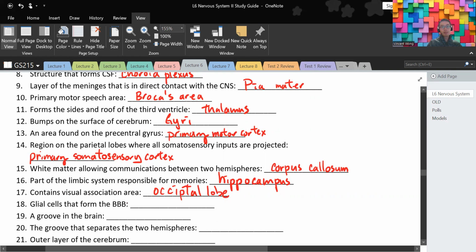Glial cells that form the blood-brain barrier, that's the astrocyte.